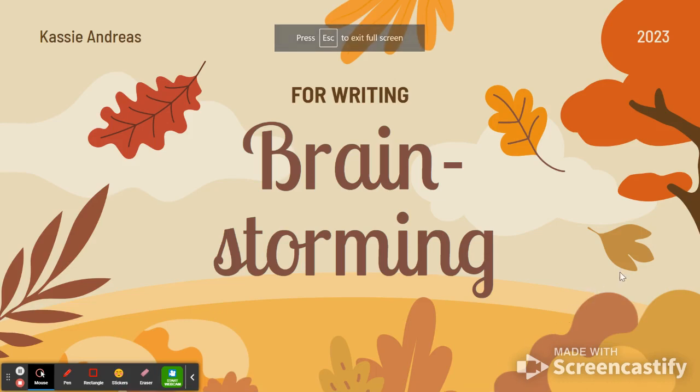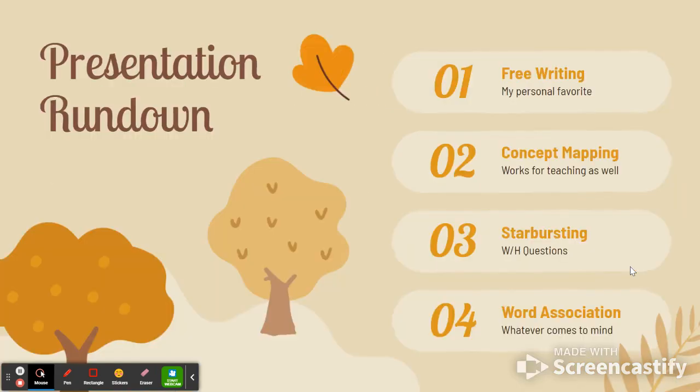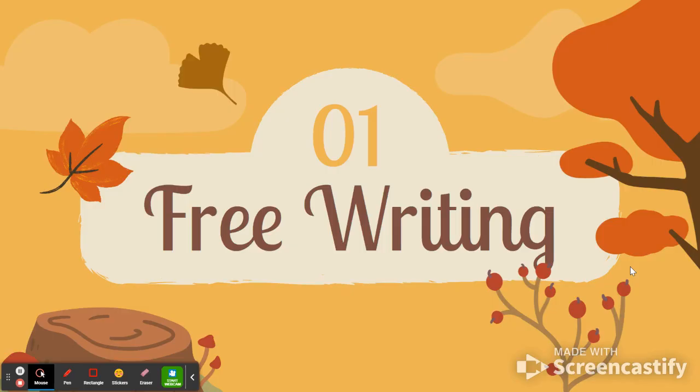So today I'm going to be talking about brainstorming as a writing process. It was really interesting to be looking into these things and realizing how many of these things people do without even realizing that they have a specific technique or a title to them. So four of the ones that I thought were the most interesting were free writing, concept mapping, starbursting, and word association.